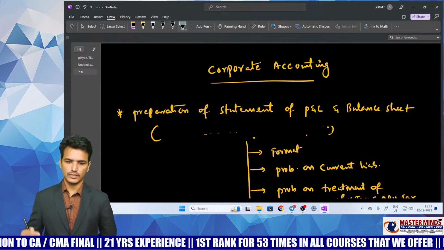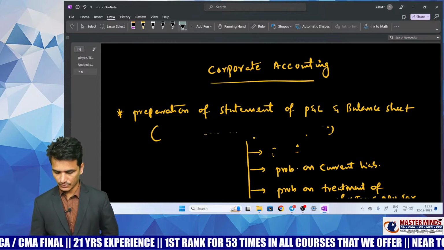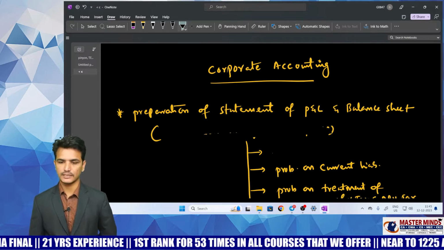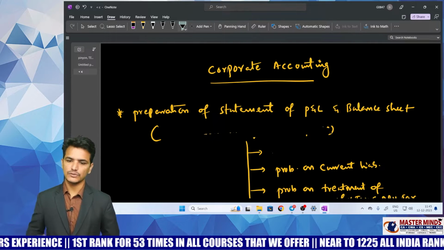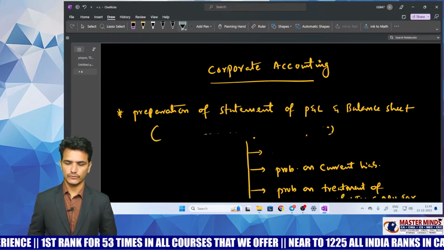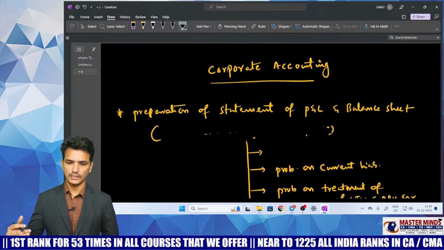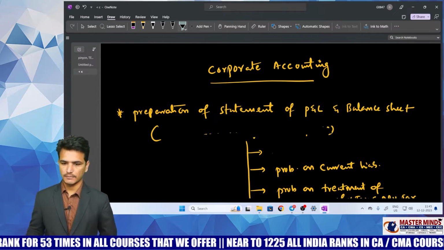Just go through the format of Division 1 of Schedule 3 to the Companies Act. Why? Because the MCQs in the examination are going to be given on the format itself. So first go through the format of Schedule 3, both P&L as well as balance sheet.